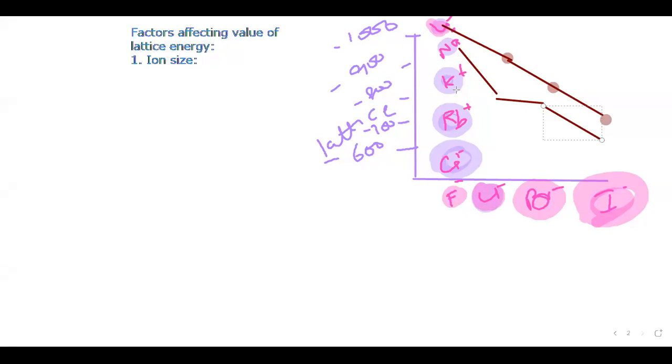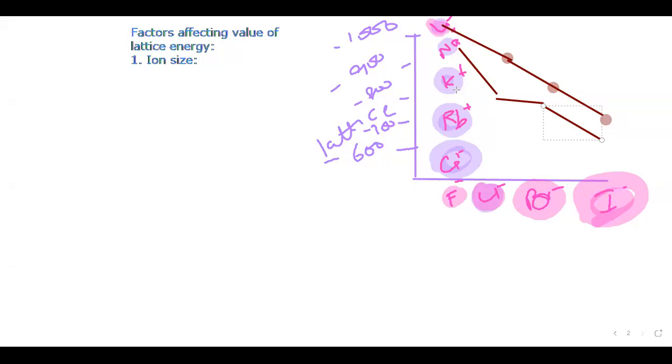So when you're explaining it, that's how you're going to state it. In ions that have the same charge, the charge density will decrease as the radius increases. As a result, there will be weak electrostatic forces of attraction between the positive ion and the negative ion. Hence, less energy is released, or the lattice energy becomes less exothermic as the size of the cation increases or as the size of the anion increases. So that is the first factor that we had to talk about.